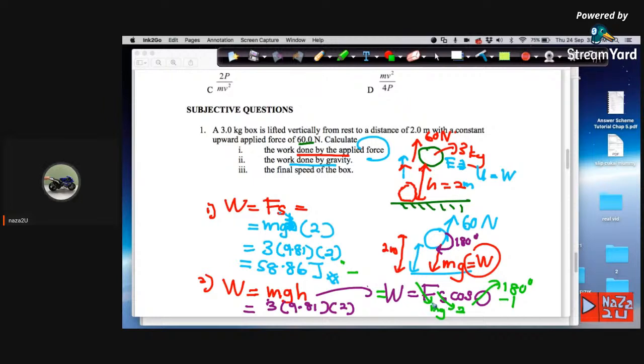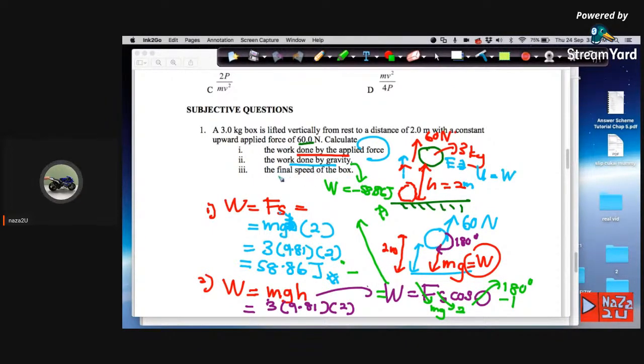So kalau kita kira mass dia berapa tadi? Mass dia tadi dia bagi itu 3. This is 3 times 9.81 G and the time displacement S is 2. So darab dengan apa tadi? Negatif 1. So kalau kita kira kita akan dapat, kira calculator, we have negative. So W, saya tulis kat sini value here is equal to negative 58.86 joule. This is for the work done by the gravity.